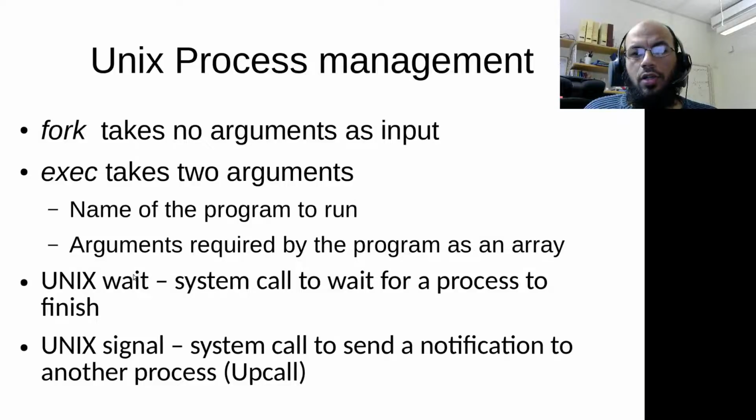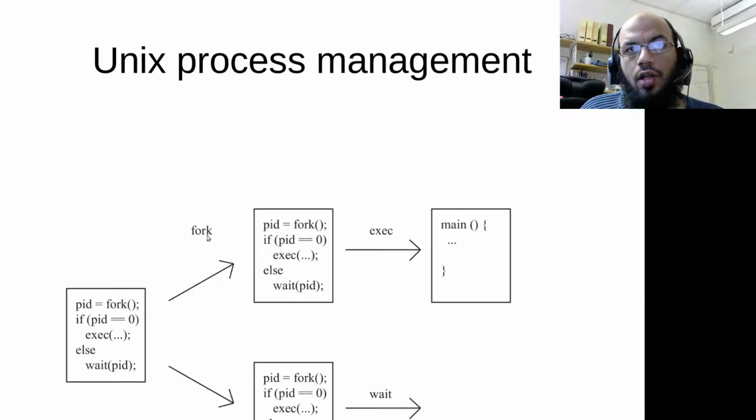And then the parent can call Unix wait, which basically waits for a child process to finish. And you can also have Unix signals, which is basically the system call to send a notification to another process. It's an upcall, the upcalls that we discussed during last lecture. And using these four, you can do almost everything regarding process management, including communication between the processes, what waits for what, locking for different processes, and starting new processes for different purposes.